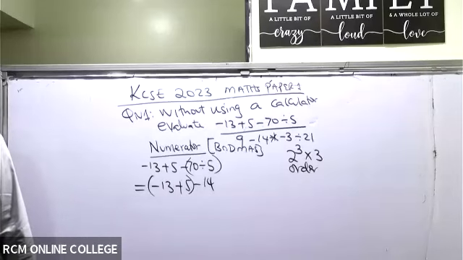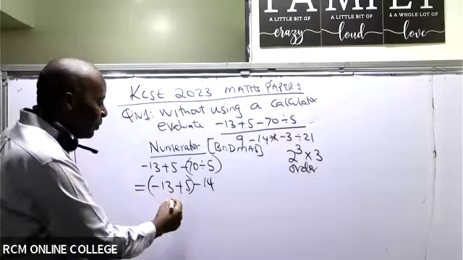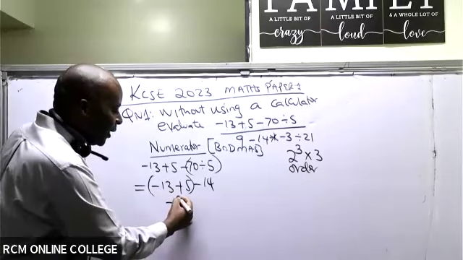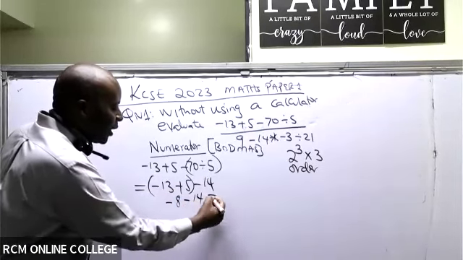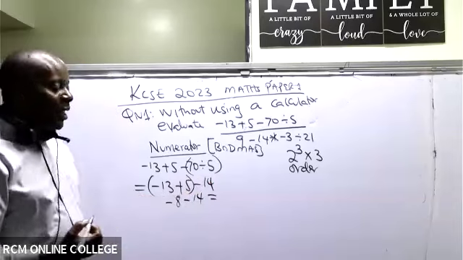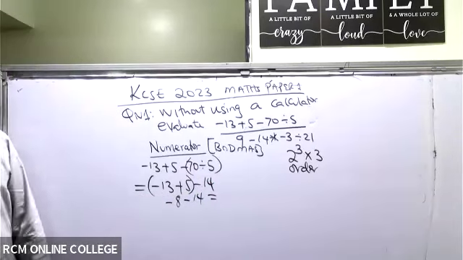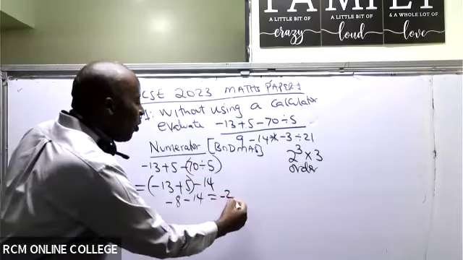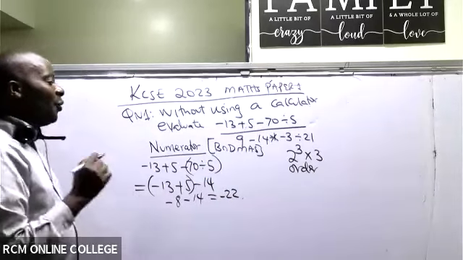Minus 13 plus 5 gives me what figure? Somebody here? 22, no. Please, minus 13 plus 5. This gives me what here? Somebody gives me minus 8. So minus 8 minus 14, which gives me what answer at the end of the day? Minus 8 minus 14 gives me minus 22. So now I'm over with the numerator.